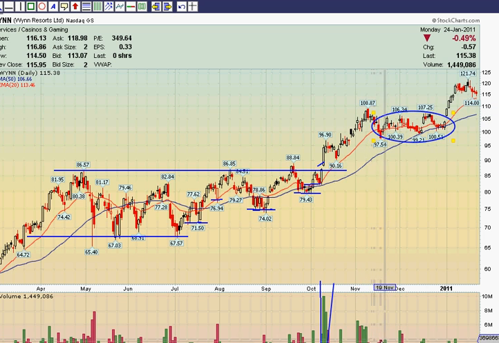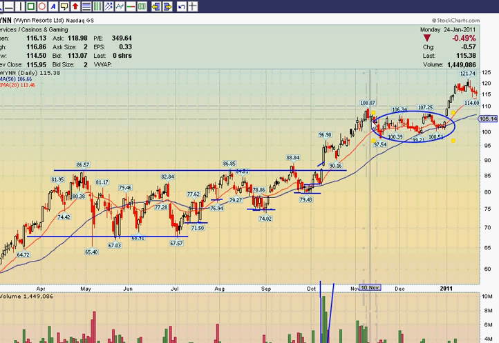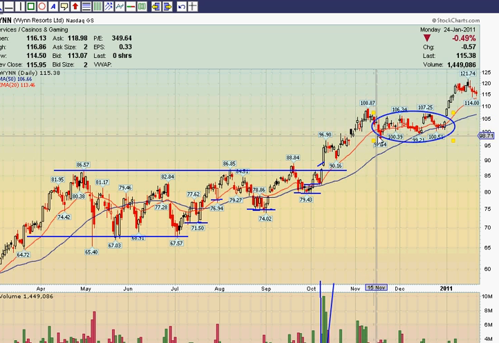Look at the volume down here. There was very, very low volume on the pullback. So that should tell you right away that this pullback is bullish. So I should be looking to buy this pullback.